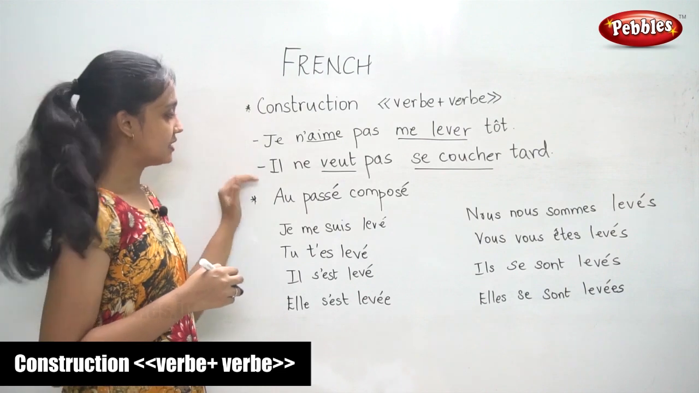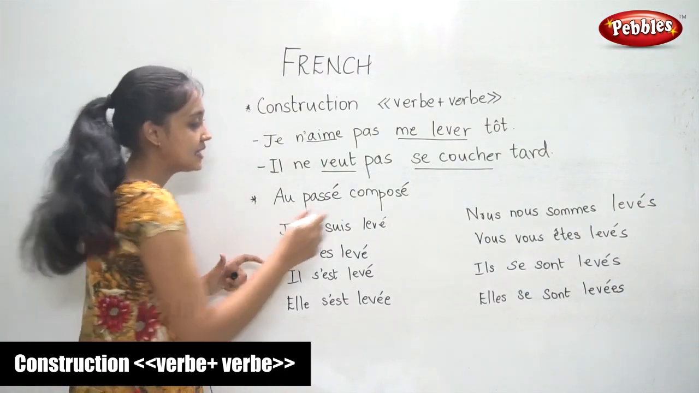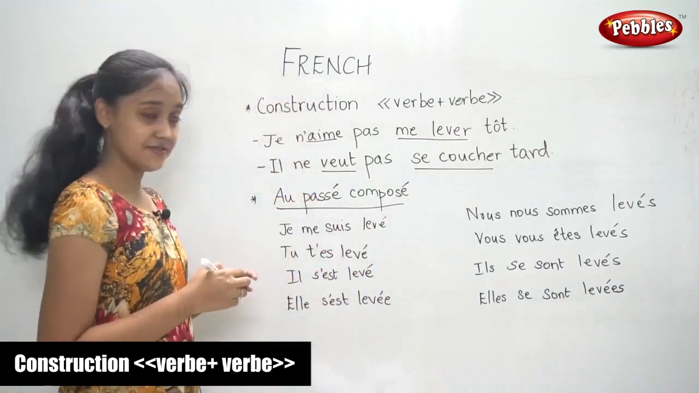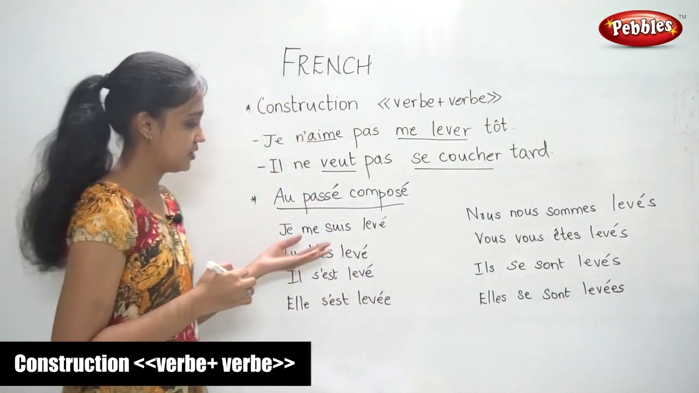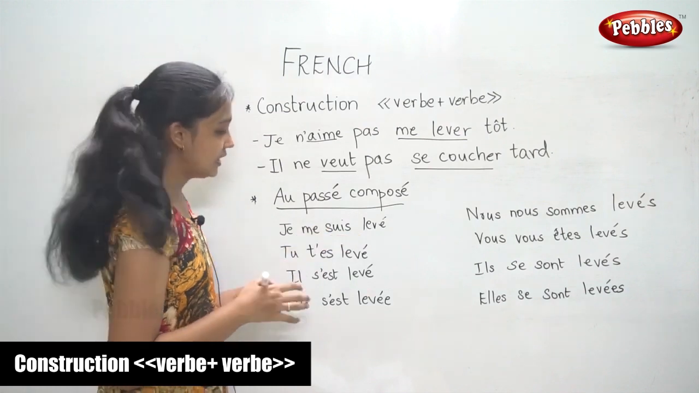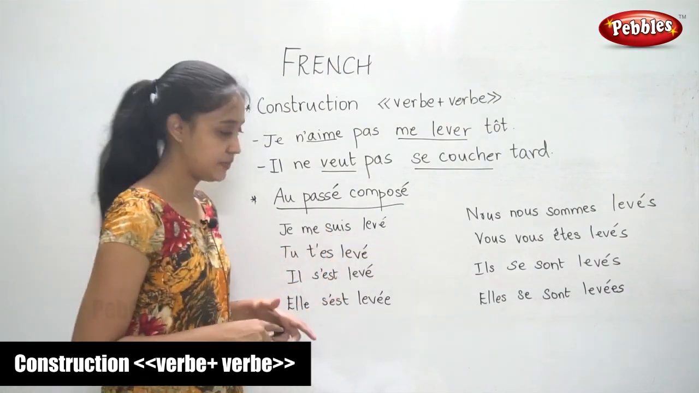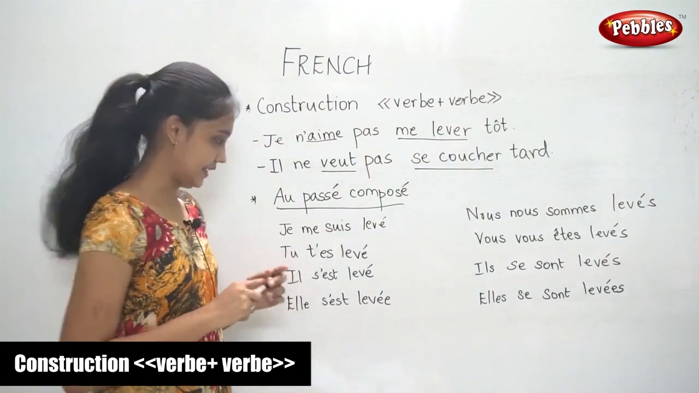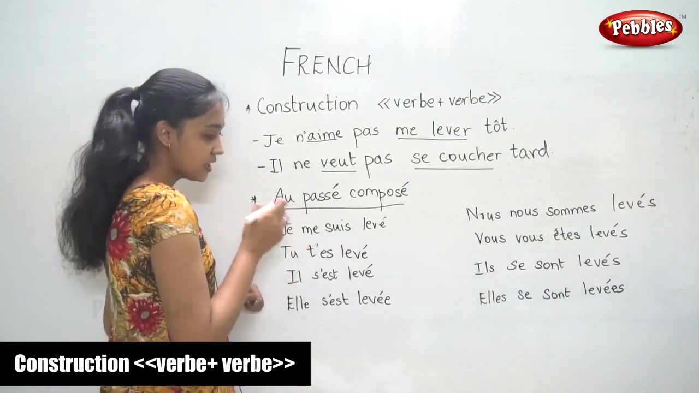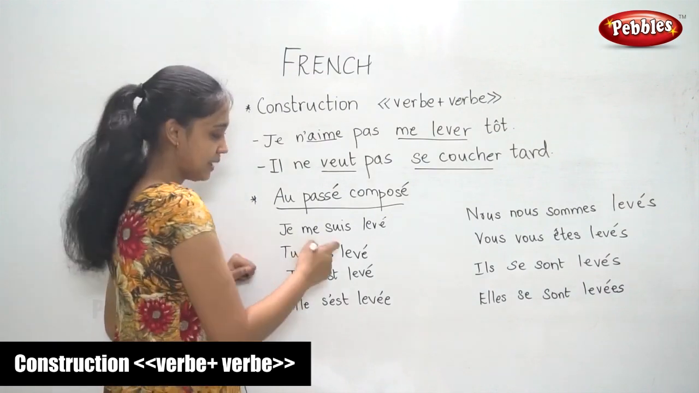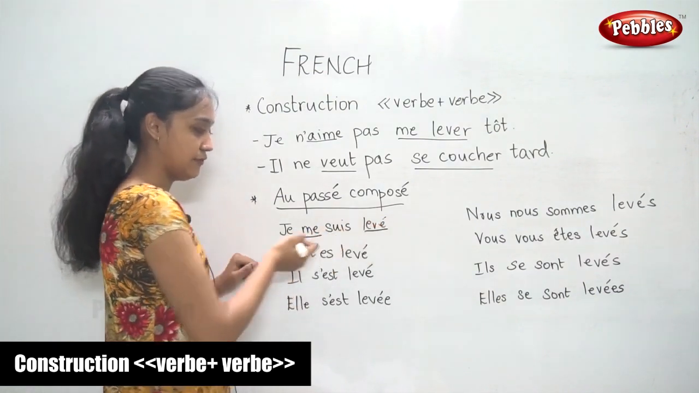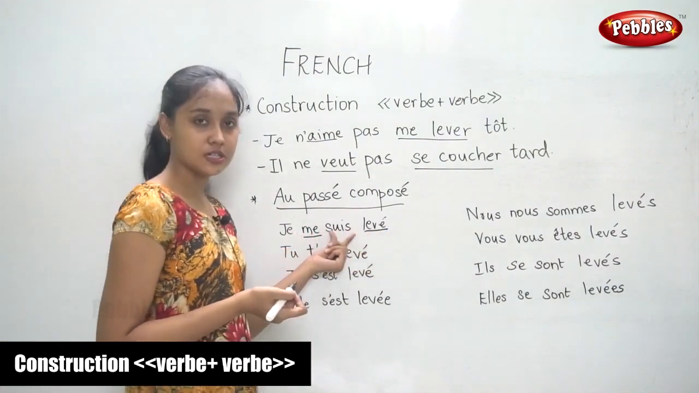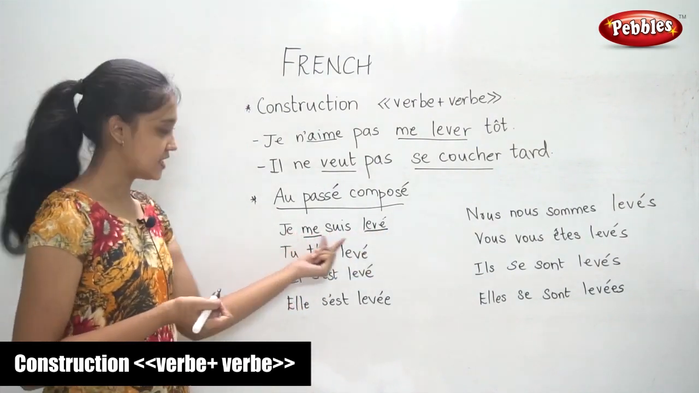Now that we have learnt this, the next one is in the passé composé. So how do we write these verbs in the passé composé? Now here we take the verb se lever and we take the être conjugation as the auxiliary. So the être, the auxiliary, comes in between the verb and the reflexive. Now for je, it is suis.